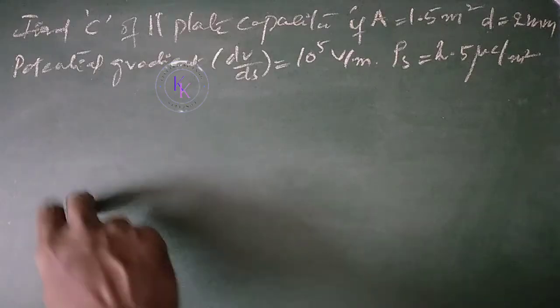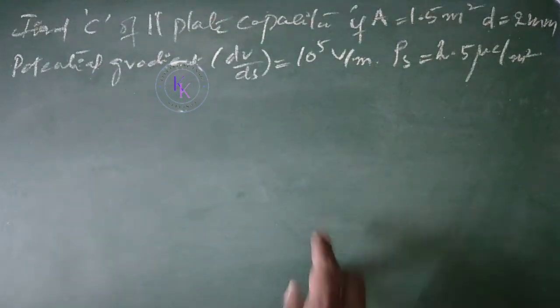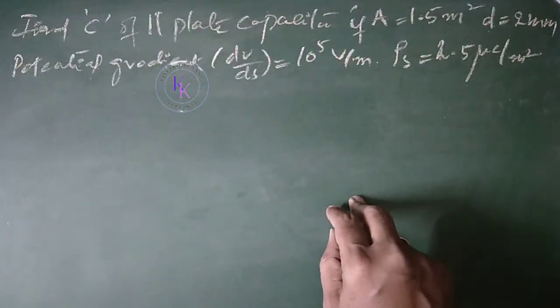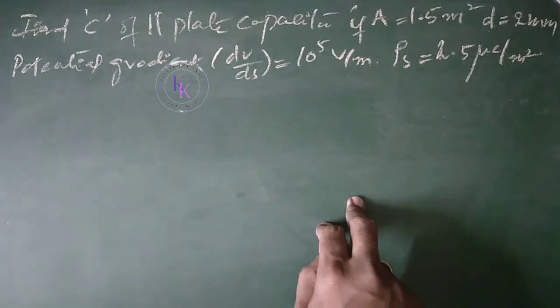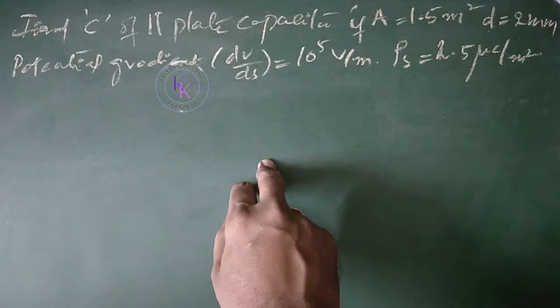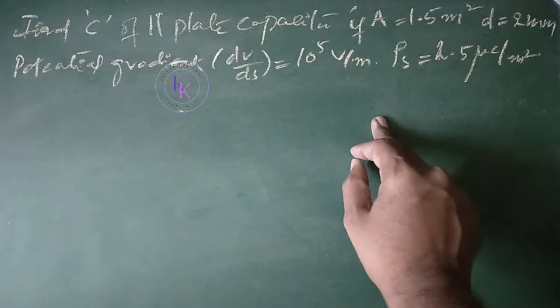Let us solve our problem. Find capacitance of a parallel plate capacitor if the area is 1.5 meter square and the distance between the two plates is 2 millimeters, the potential gradient is 10 to the power of 5 volts per meter, and the charge density rho s equals 2.5 microcoulombs per meter square.